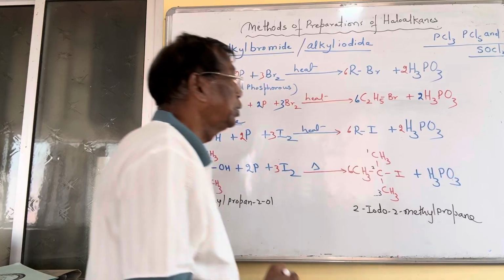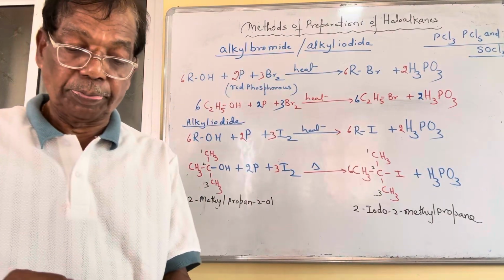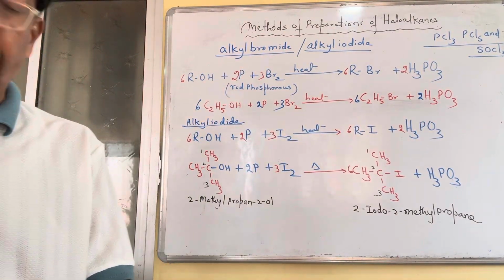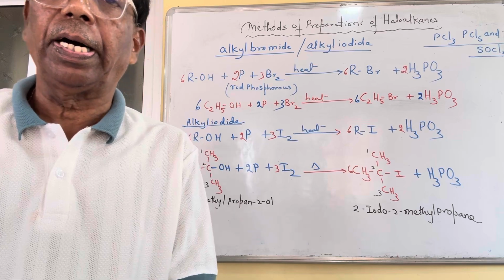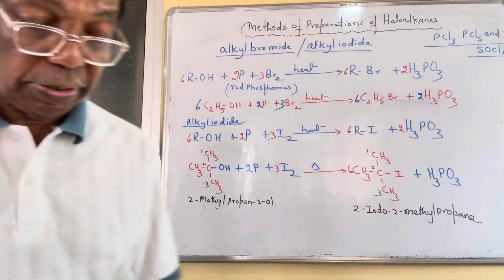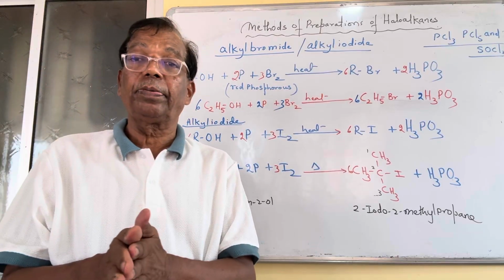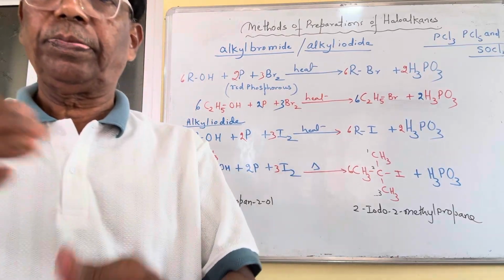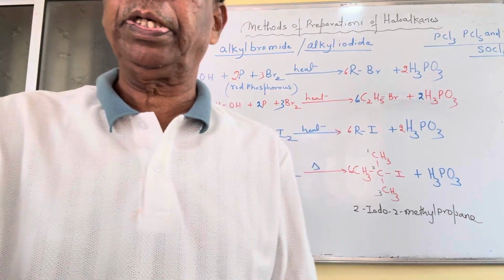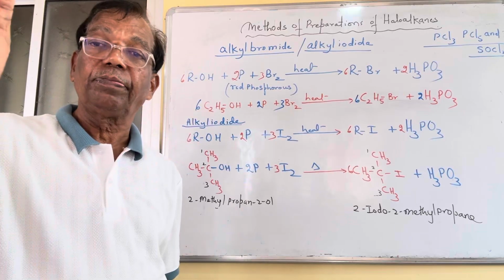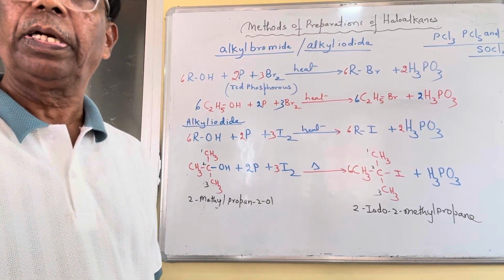Okay, so these are different methods of preparation of alkyl bromide, alkyl iodide. Okay, in my next video, I will explain to you more methods of preparation, that is from alkenes. Follow my video step by step, okay, so that you can remember the different methods of preparation of haloalkane.